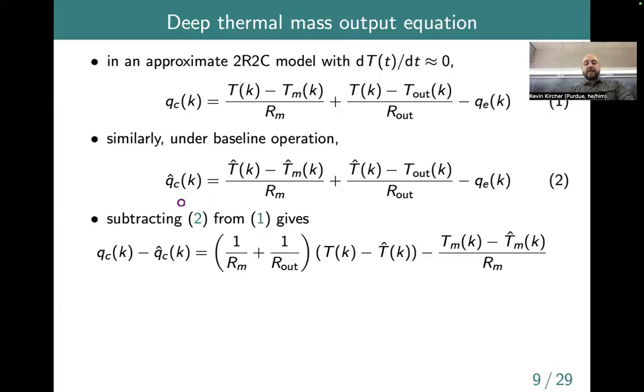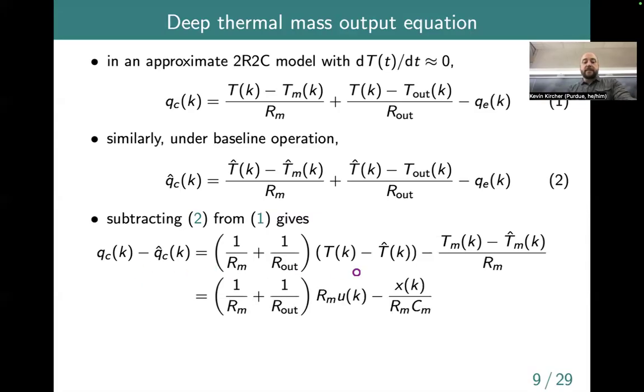And then if we take the difference, so subtract equation 2 from the top equation, call it 1, we get our expression for the thermal power perturbation. And this is fairly straightforward algebra to get to here. And then we just recognize that this thing is equal to U times the thermal mass. That just comes from the definition of this perturbation U.